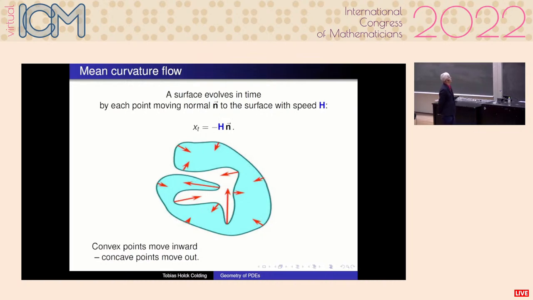flow. A surface evolves by the mean curvature flow if each point on the surface is moving normal to the surface with speed the mean curvature. So the time derivative of the position vector is minus the mean curvature times the unit normal. And this is the evolution that comes from surface tension, and it has the effect that a convex point moves inward, a concave point moves out.